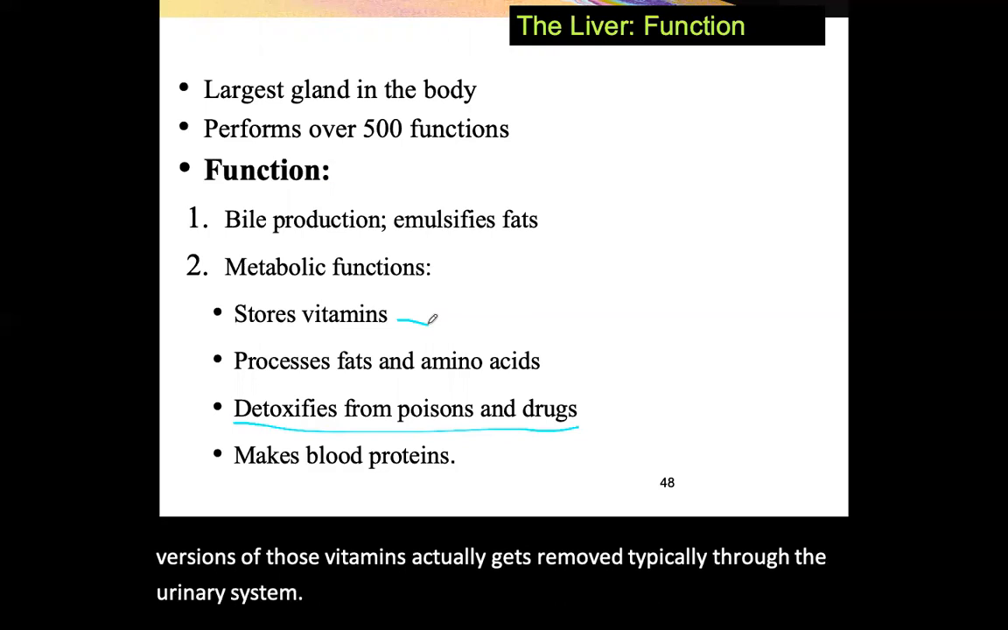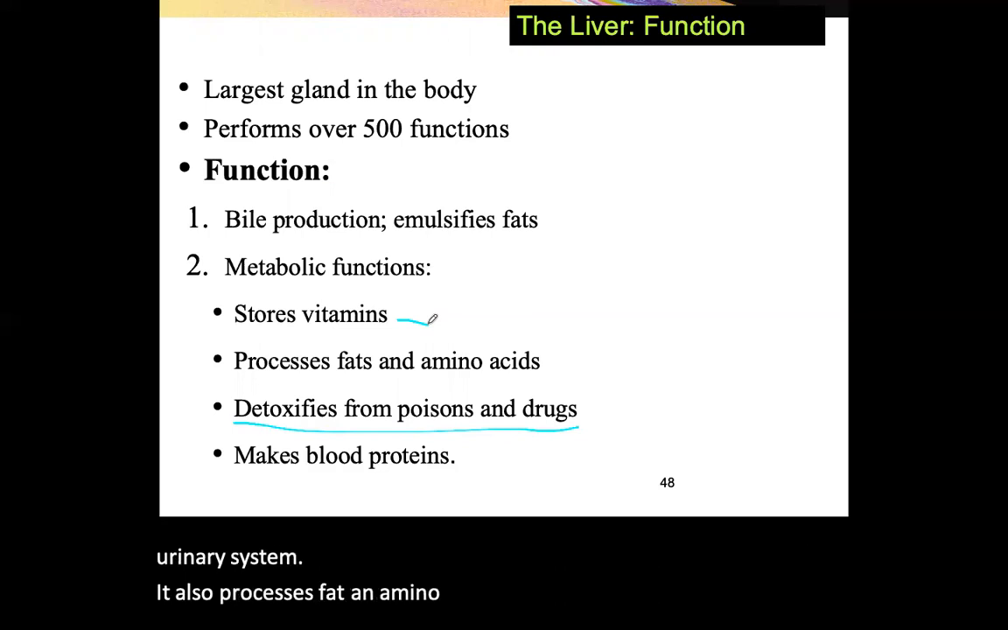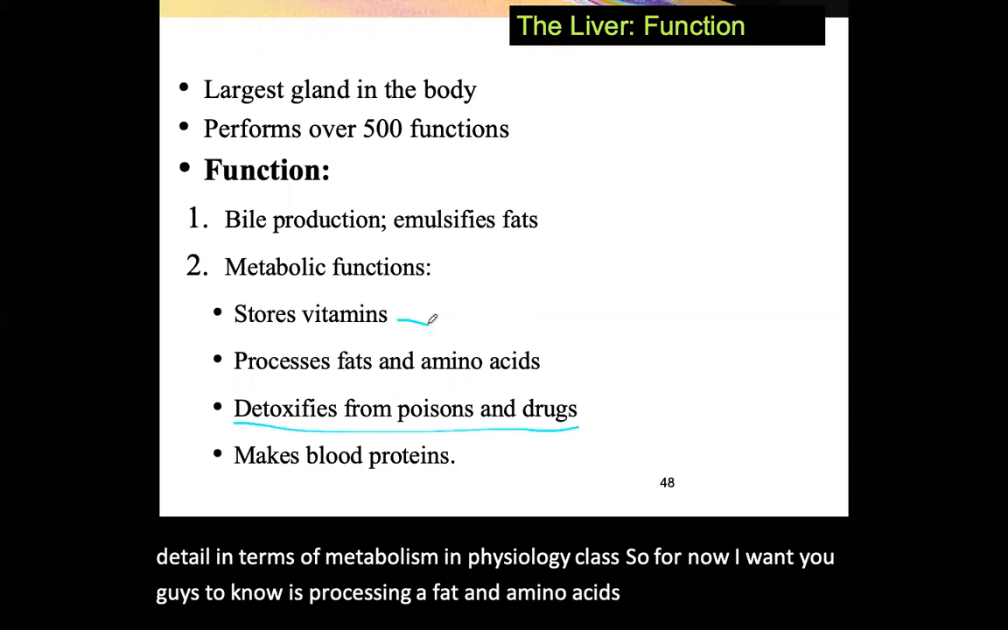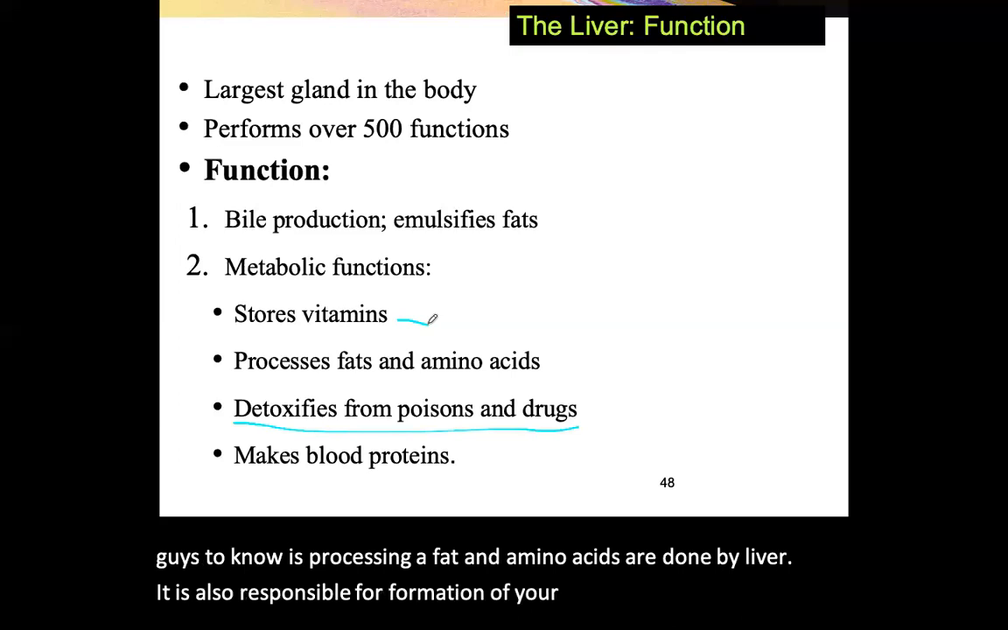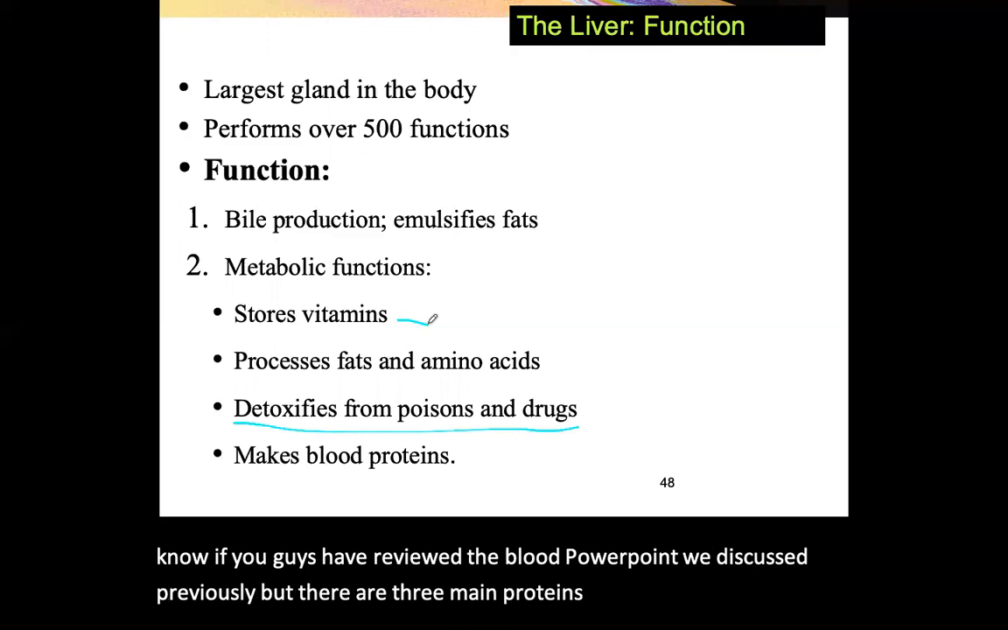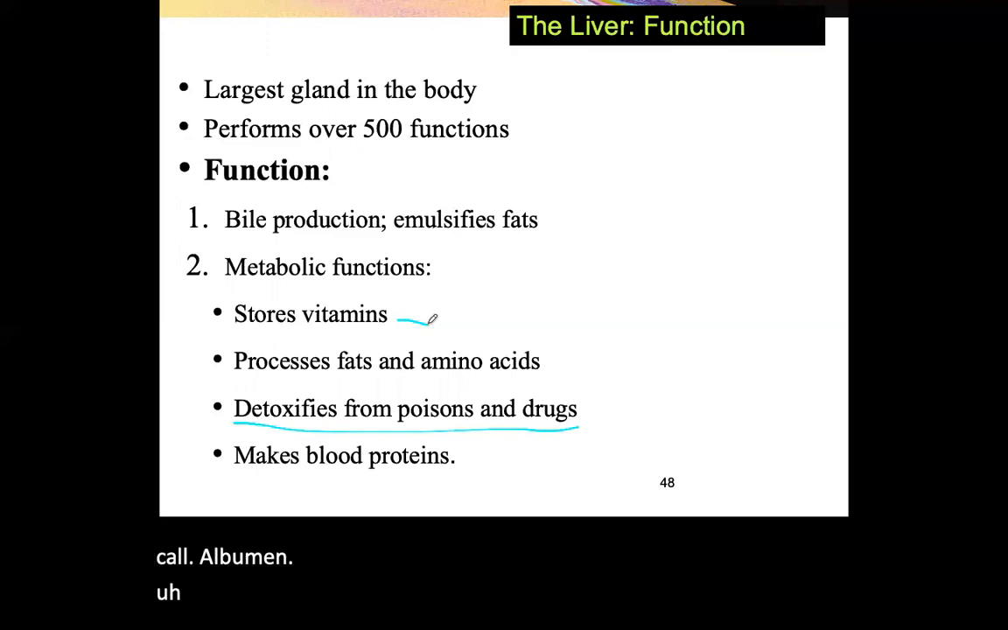It also processes fat and amino acids. So for this, you will talk about that in detail in terms of metabolism in physiology class. So for now, what I want you guys to know is processing of fat and amino acids are done by liver. It is also responsible for formation of your blood proteins. Now, I don't know if you guys have reviewed the blood PowerPoint we discussed previously, but there are three main proteins produced by your liver called albumin, globulin, and fibrinogen.